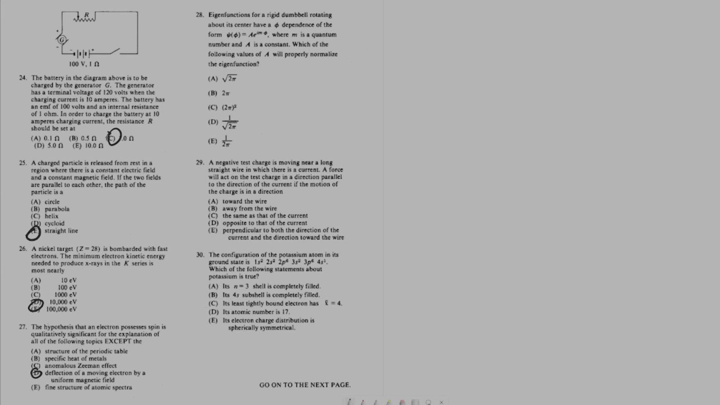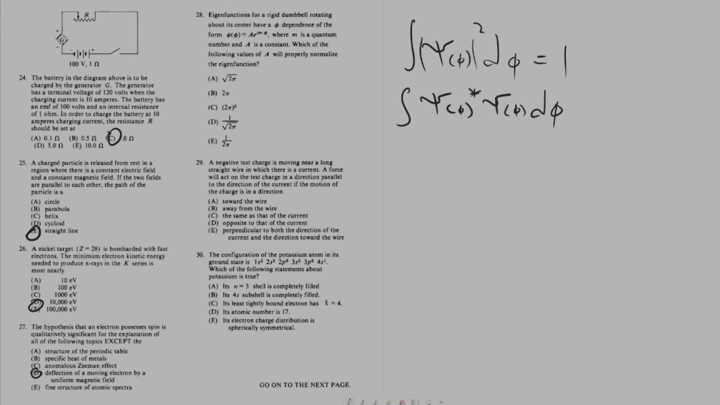So looking at that, we have to remember that in order to normalize, the integral of psi squared d phi will equal 1, and that for this we have psi star psi, where psi star is the complex conjugate, equals 1. So this is more of a plug and chug. So I have a e^(i m phi), times the conjugate, a e^(-i m phi) d phi, that's equal to 1.